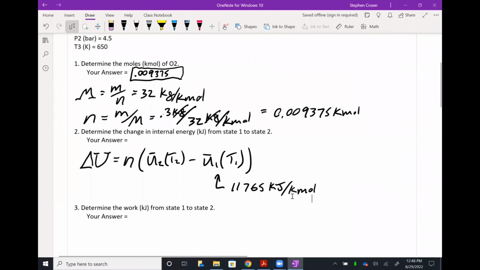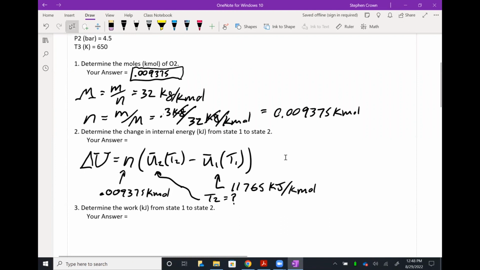Note it's per kilomole, so we would have N as 0.009375 kilomole. So we're going to end up with a delta U in kilojoules when we multiply through, because the units of the kilomoles will cancel. Now we still need U2, so we have to find T2.